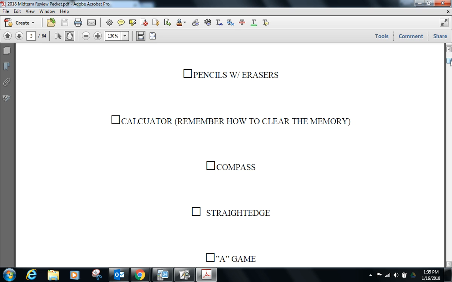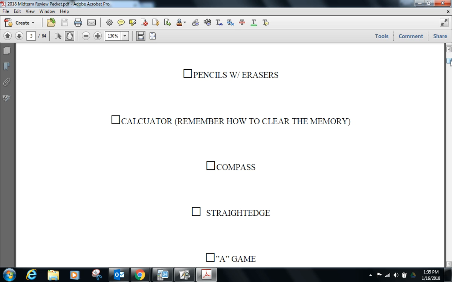That's fine. You can bring those in. Yep. How do you clear your calculator? We're going over that today, tomorrow, Thursday, Friday. Okay. Compass. Make sure, obviously, your own. You know how to use it. You've had practice in using it. I'll tighten it if you need to at the exam. A straight edge, your A game, and no excuses.